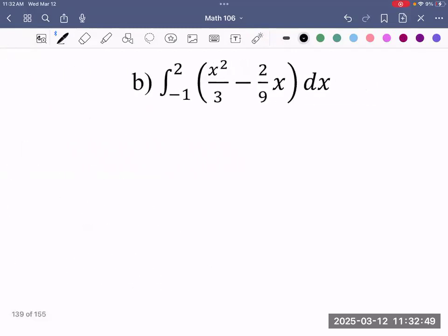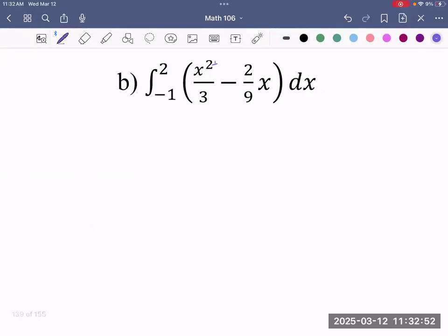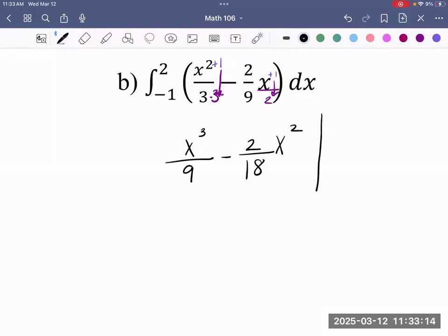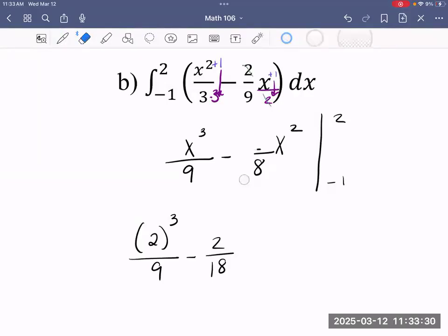Let's try it again over here and pause when you need. So we can add 1, divide by 2, or in this case, we'll multiply here by 3. So we have x cubed over 9 minus 2 over 18, and this is x squared, over the interval of 2 and -1. So we have 2 cubed over 9 minus 2 over 18, which I should have just canceled out really quickly. So I'm just going to write that one out as 9.